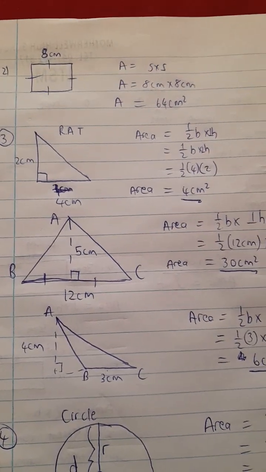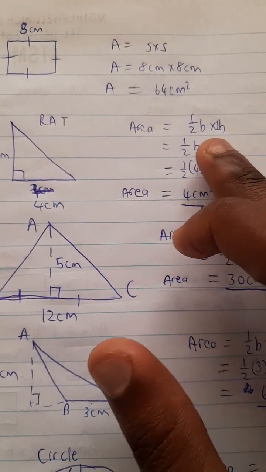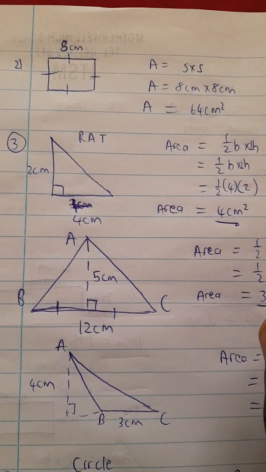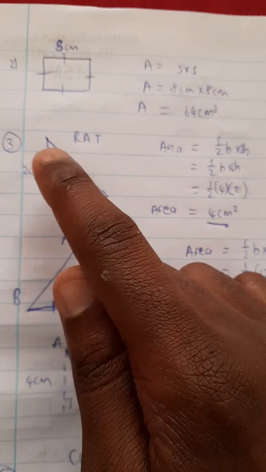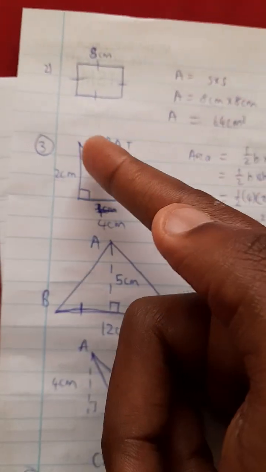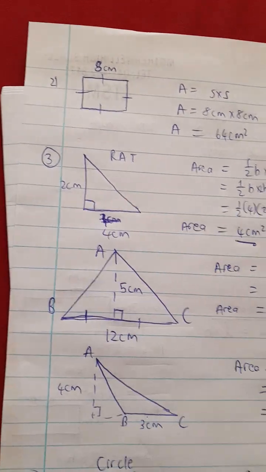Not a rectangle, a triangle. I don't know why I make that mistake, but the area of a triangle is given by the formula area is equal to half base times height. Now, if you have a height, a perpendicular, which is basically 2 centimeters, the perpendicular height is also at a 90-degree angle.